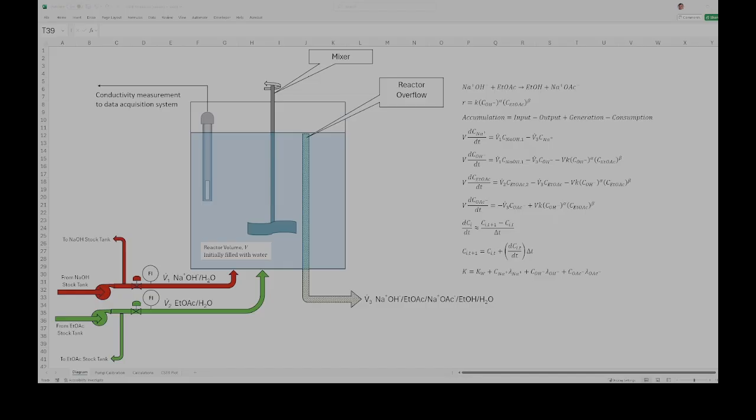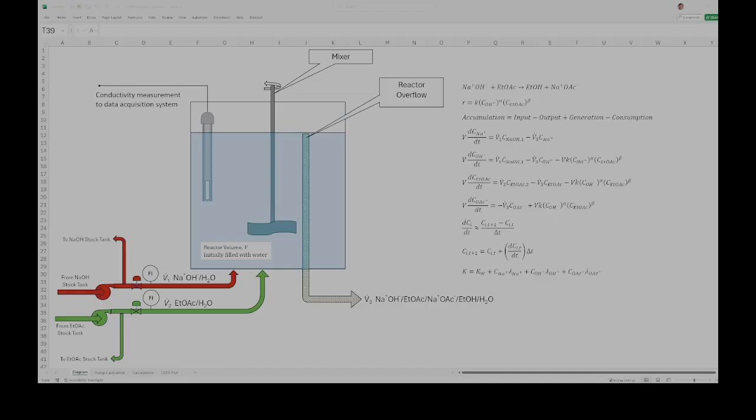Now let's take a look at what we're going to measure. We're going to control the volumetric flow rate of the sodium hydroxide solution and the ethyl acetate solution into the reactor. And during the course of time, we're going to monitor the conductivity measurement.